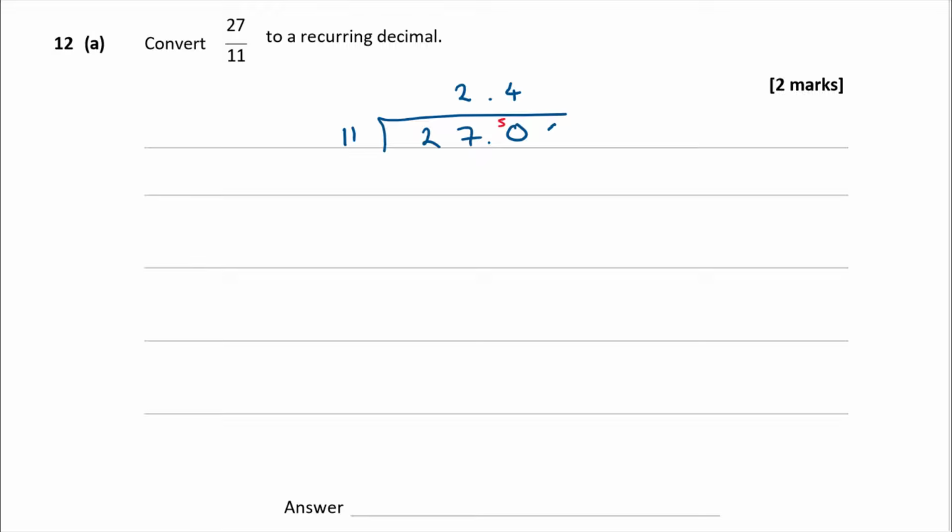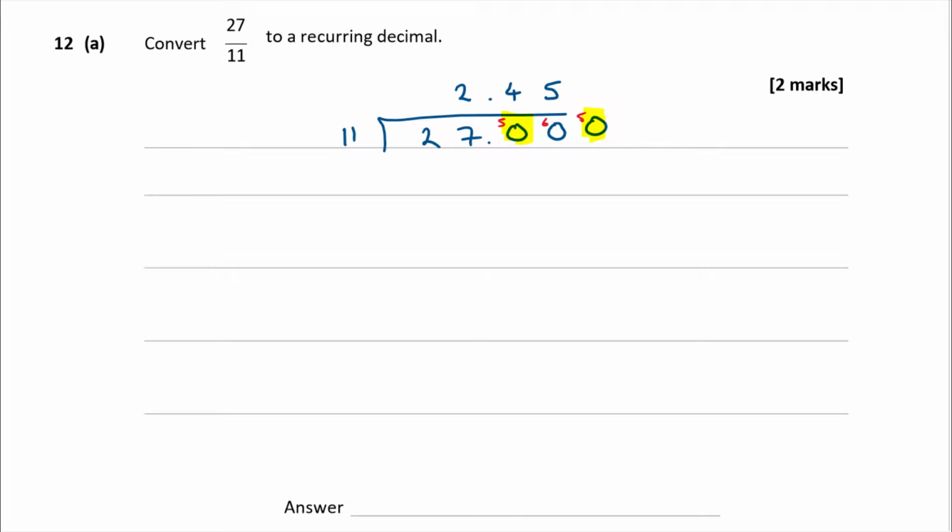So I need an extra 0 to attach that remainder to. Okay, and we're going to go again. So 11s into 60. Well, 11 times 5 is 55. So I'm going to have a 5 there. But I've got a remainder now of 5. So I need another 0 so I can attach my remainder to. But you'll notice now I've got the same digit appearing here and here.